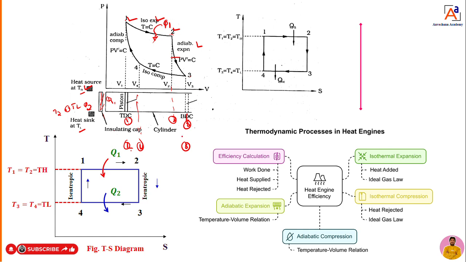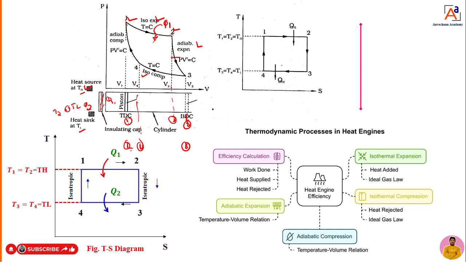So 3 to 4 is an isothermal compression. Then 4 to 1 is adiabatic compression. So 3 to 4 and 4 to 1 are what? Compression processes, whereas 1 to 3 is an expansion process, and we can see the expansion process and the adiabatic process here now.